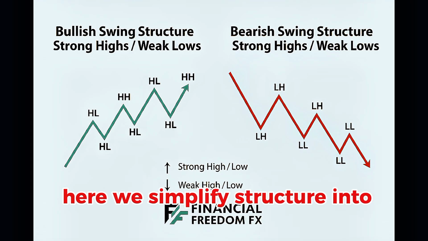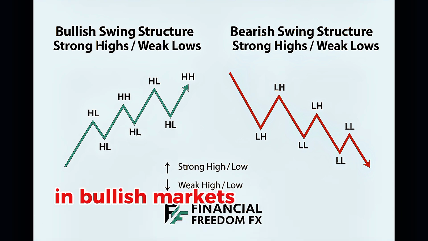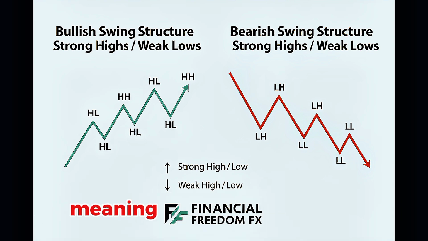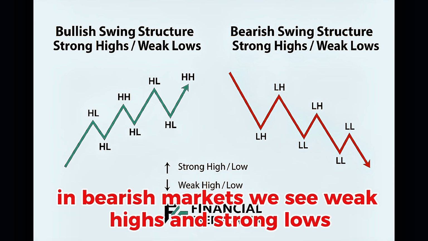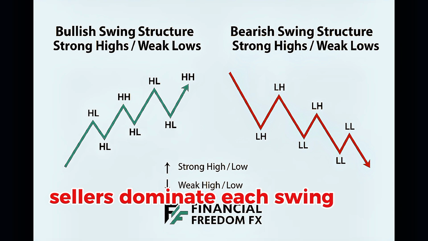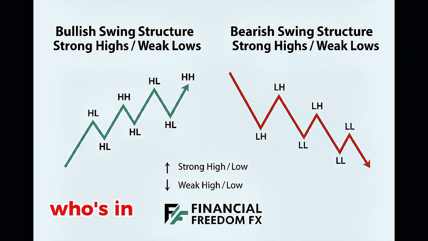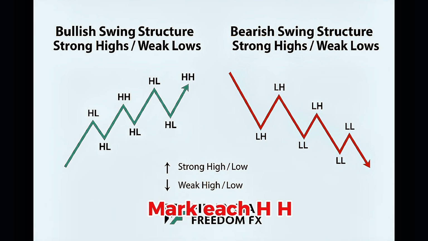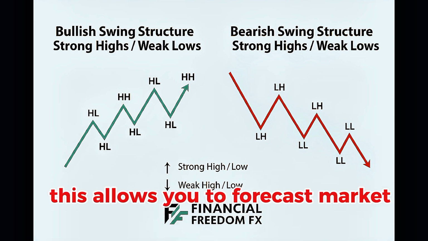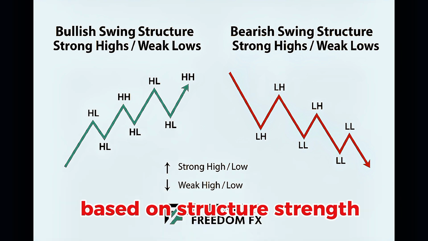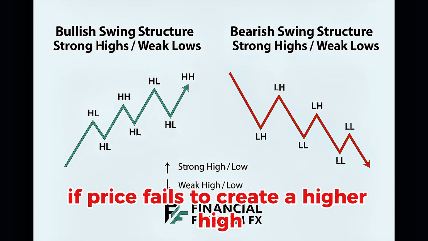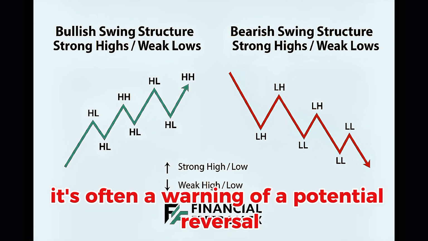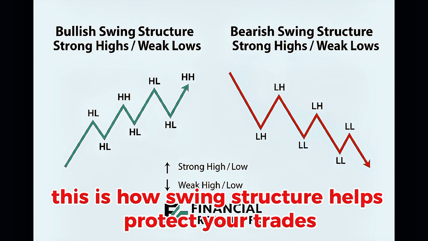Here, we simplify structure into swing logic. In bullish markets, we see strong highs and weak lows, meaning buyers are in control. In bearish markets, we see weak highs and strong lows. Sellers dominate. Each swing high and low tells a story. Who's in control? Where is liquidity? Where is price likely to go? Mark each HH, HL, LH, LL as price develops. This allows you to forecast market behavior based on structure strength. If price fails to create a higher high, it's often a warning of a potential reversal. This is how swing structure helps protect your trades.